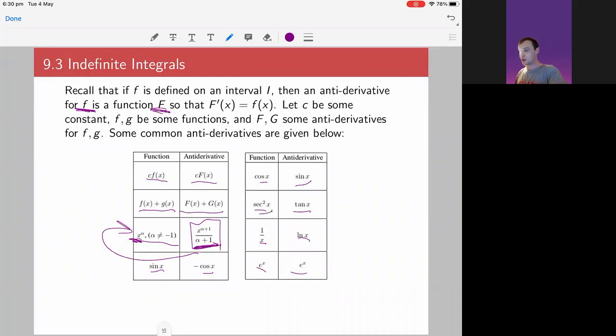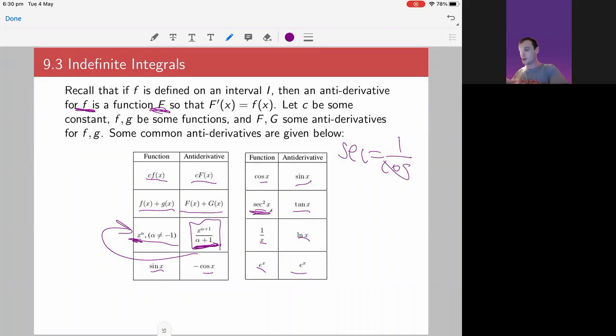This is a slightly more tricky one. Sec squared. Remember, sec is equal to 1 divided by cosine, I believe. Yeah, that's right, 1 divided by cosine. So the integral of sec squared is actually the tangent function. The antiderivative of e to the x is also e to the x.